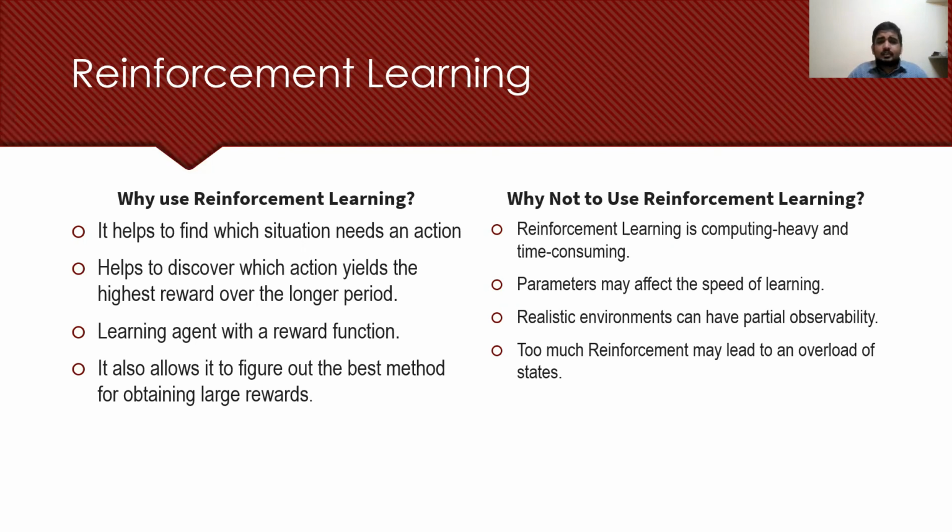Why not to use reinforcement learning? It is computationally heavy because you have to do things again and again to learn. Learning from mistakes is not a bad thing, but it's expensive in real life and in machine learning also. Parameters may affect the speed of learning. Obviously, if there are multiple parameters, the speed of learning is affected. A realistic environment has many constraints and many parameters, so that's a problem for machine learning. And too much reinforcement may sometimes lead to an overload of the state. And that's all about types of machine learning. And thank you.